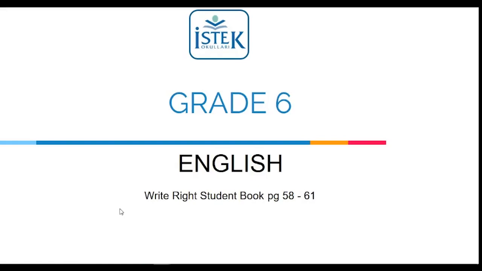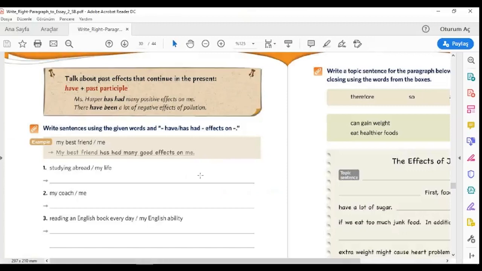Today we will work in our Write student books again on pages 58 to 61. Now, just to remind you, in our previous lesson, we started with Unit 7 and we discussed how to write the effects of. Today we will continue on page 58. So this is page 58.